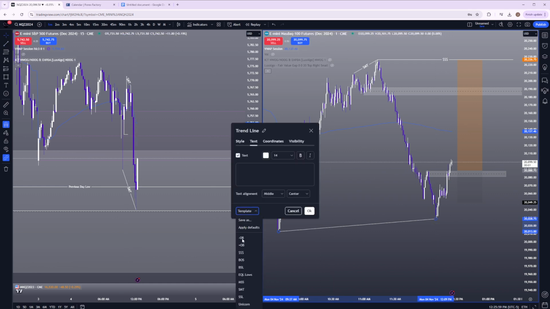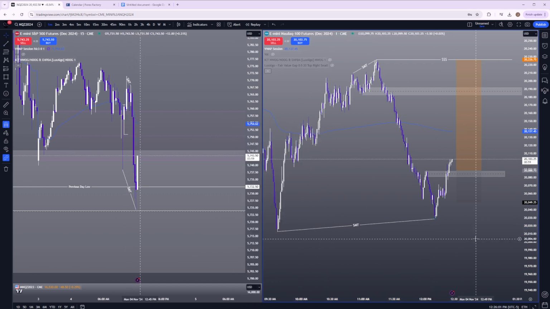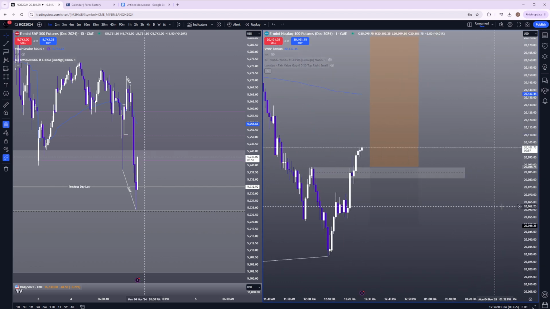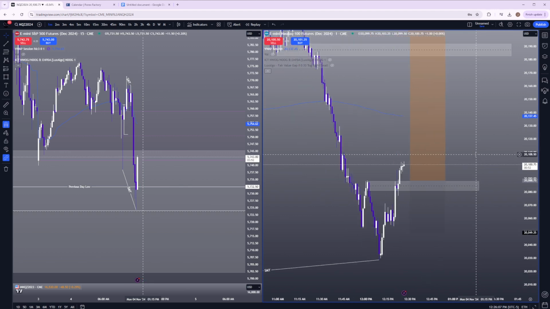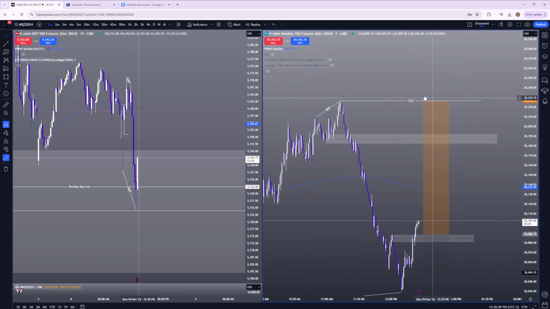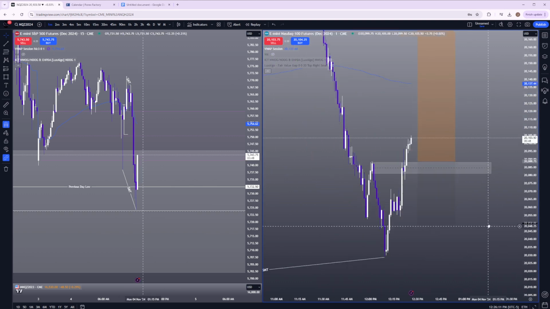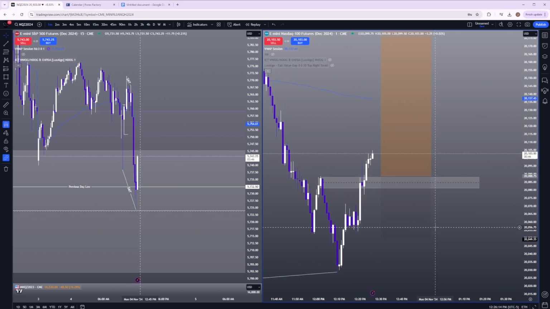But now we're just flipping it, right? Now it's just a long position. This is almost the same exact setup as our short. SMT divergence, 1 minute reversal pattern. Boom, we take it back up. So again, this setup looks pretty nice. We just want to see if it's going to come back into this breaker block.